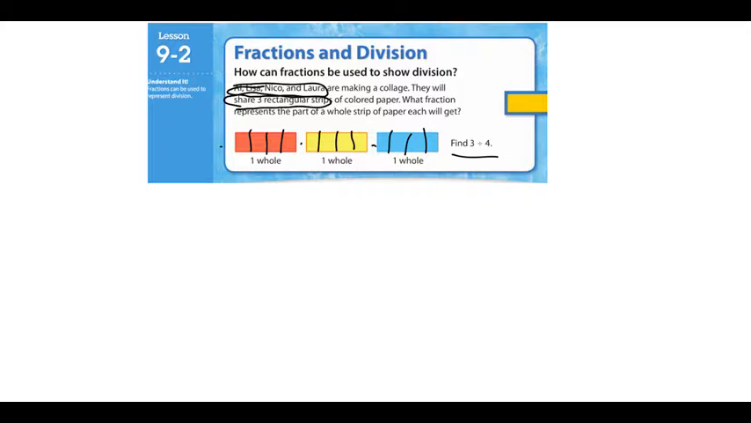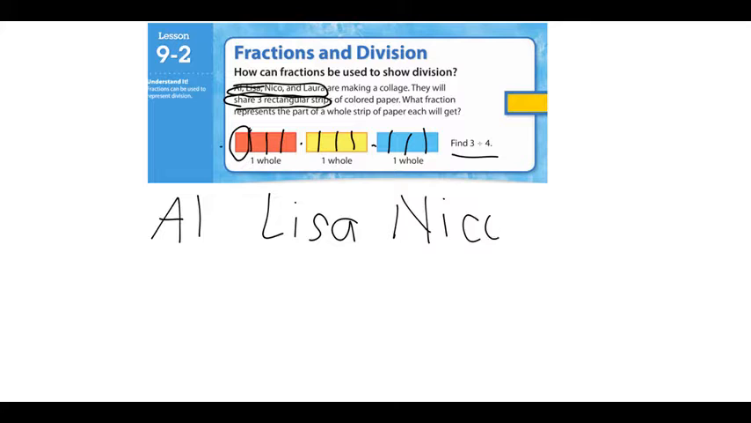As you can see, there are 4 parts, so one of these would be considered 1/4. So I'm going to represent each person. Let's see, Al, Lisa, Nico, I guess I can write it out, and Laura. You should be doing the same exact thing that I'm doing.